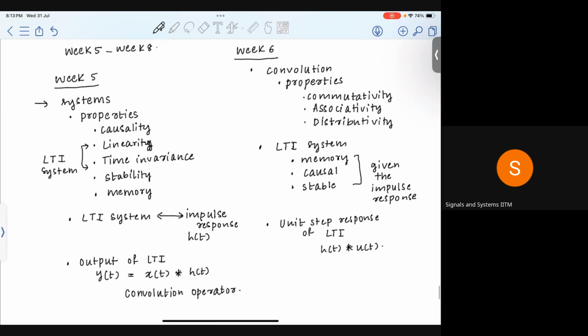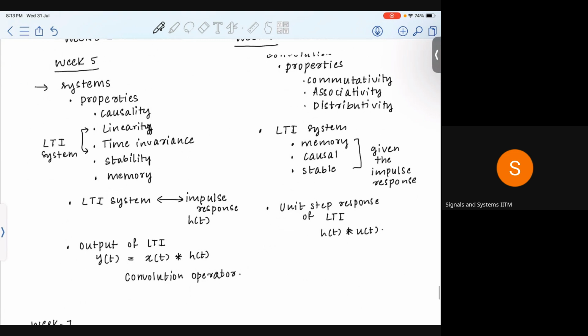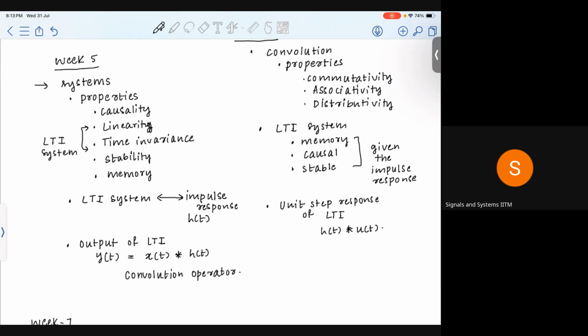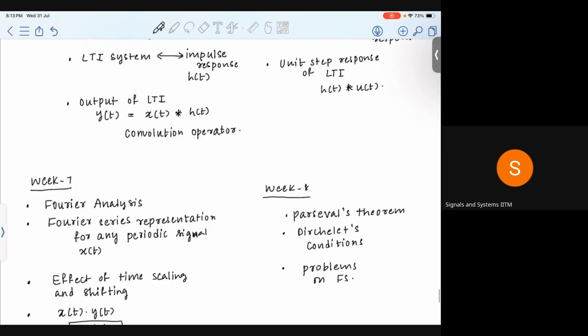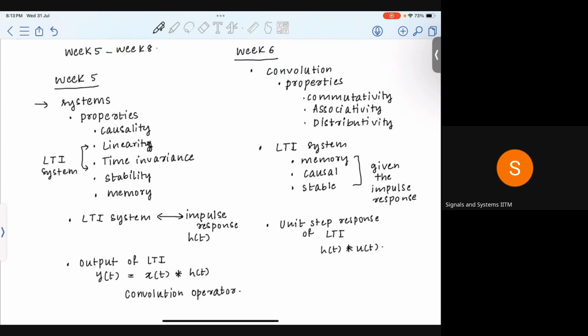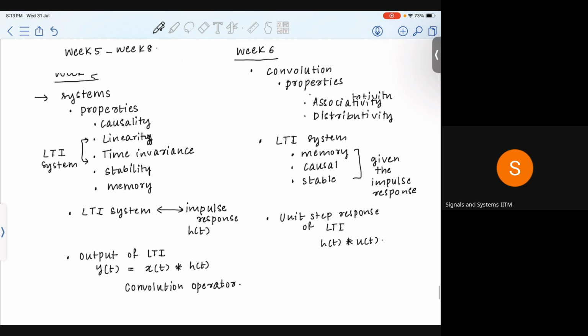Starting from week 5, where we dealt with systems, we learned what systems are and their properties. Week 6 is more on the convolution operator, how you can do convolution, and the properties of convolution, and then properties of specific systems, which are LTI systems: the unit response and impulse response of an LTI system. So weeks 5 and 6 are on systems and the convolution operator.